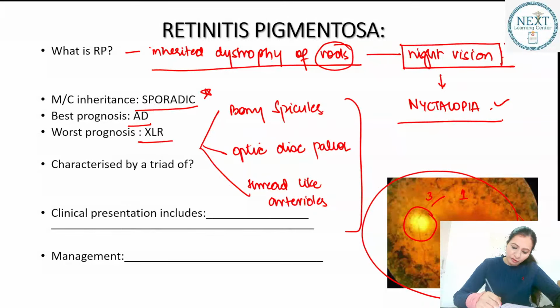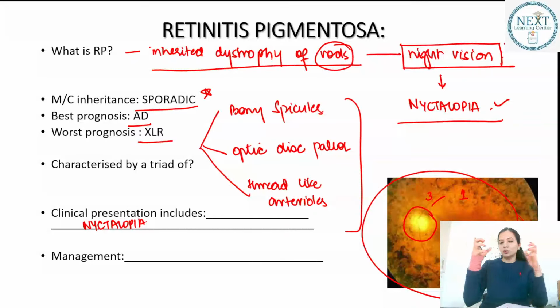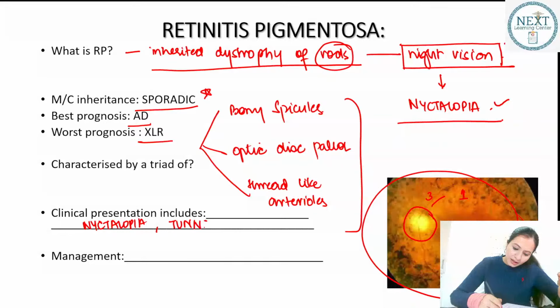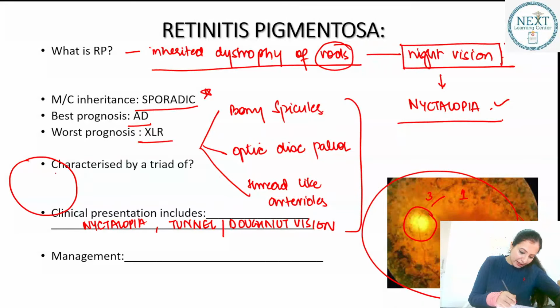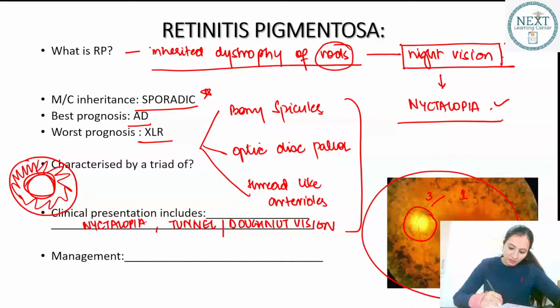Clinical presentation, I have told you, is nyctalopia. Over time, as these spicules keep on coming towards the center and the periphery, the patient will be left with tunnel vision, or what you call donut vision. This is the visual field. Everything from here will be gone. This is left. This is your donut or tunnel vision. Management: nothing. Go for low vision aids.